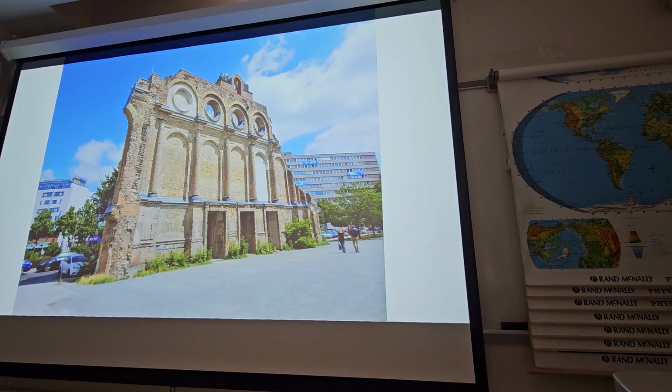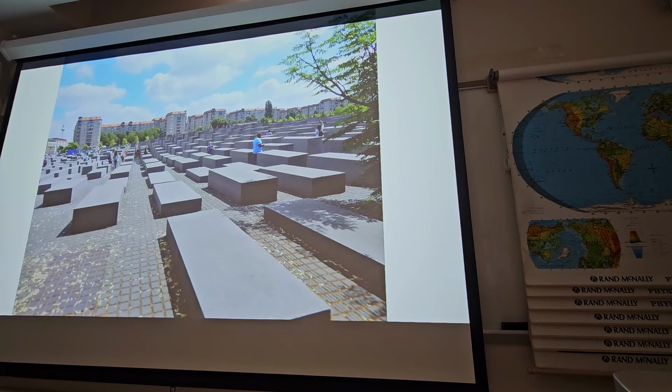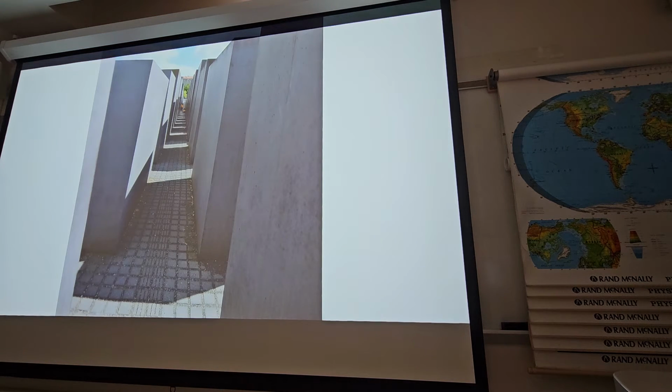In Berlin, there's not a lot of old buildings anymore because, well, much of Germany was flattened during the Second World War, so they have some here and there. This is a Holocaust memorial in Berlin, and it's along the walk.